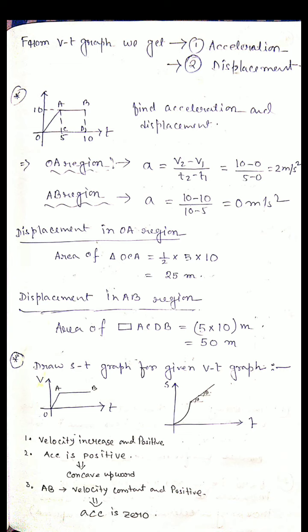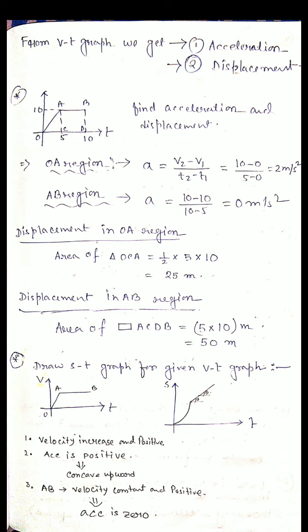Now the velocity time graph is given. What will be the nature of the displacement time graph? We also get it the same way. So here you see that first in the OA region velocity increases and is positive, because if we make a slope here, theta is less than 90 degrees, so it is positive and velocity increases.